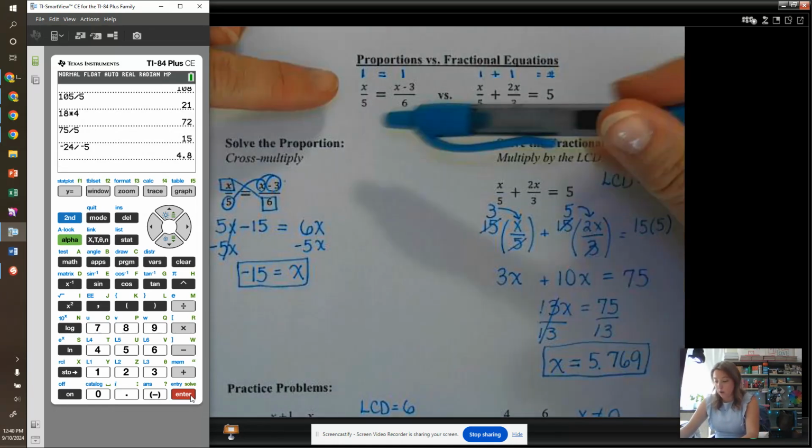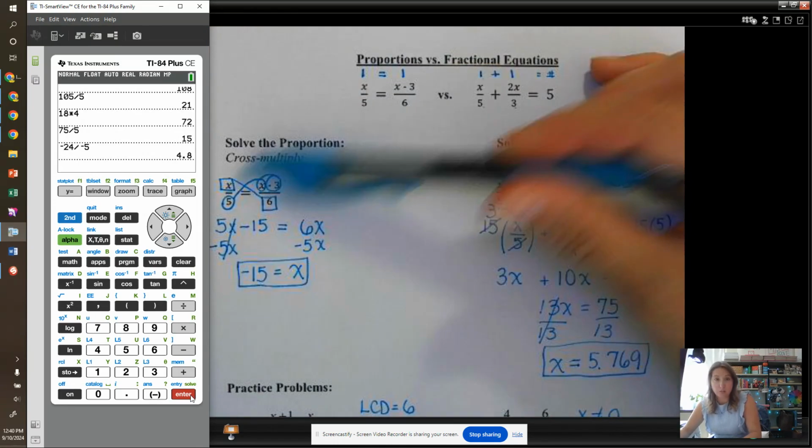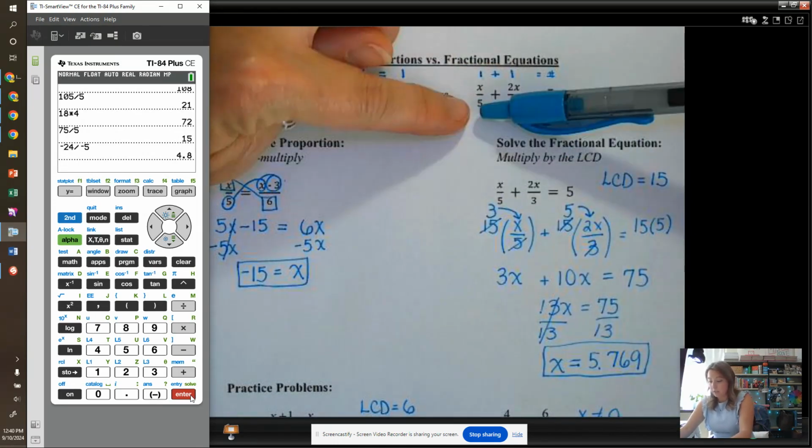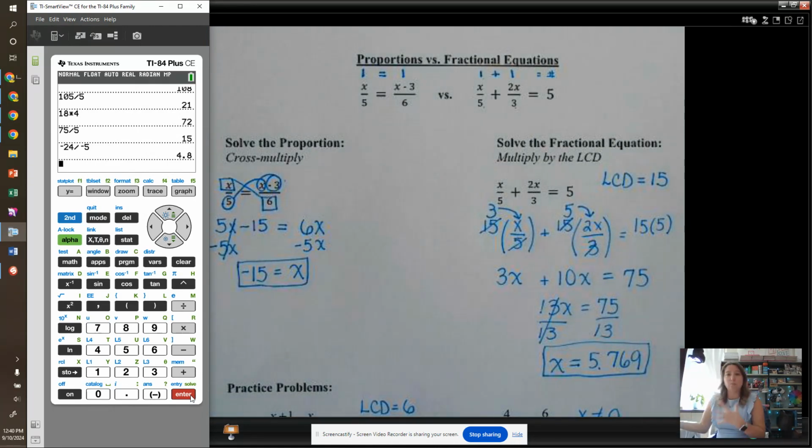If it's one fraction set equal to one fraction, you can cross multiply. If it is any other combo of multiple things being added and subtracted on one side and then equal to potentially multiple things or one other thing, it doesn't matter. If there's multiple things being added or subtracted on one side, you cannot cross multiply. You must find yourself an LCD. Keep that in mind as you try that homework.